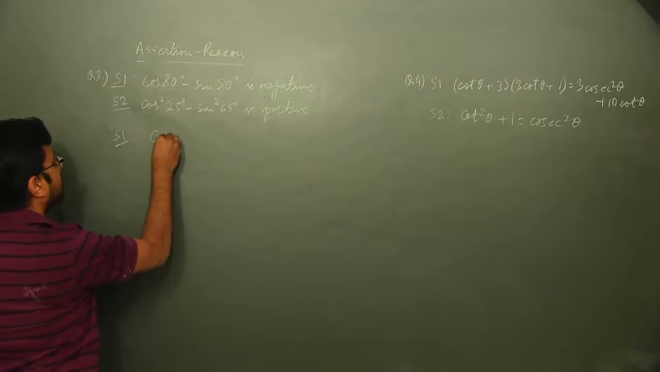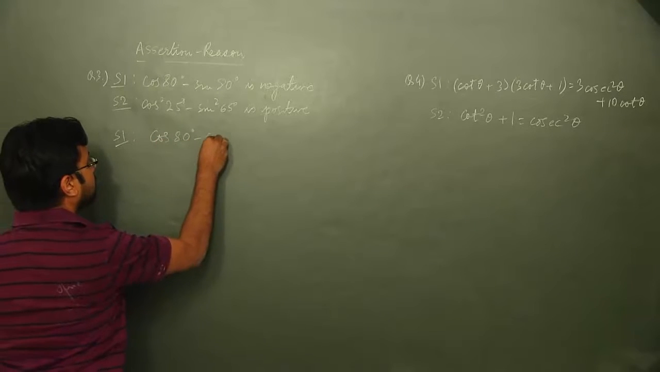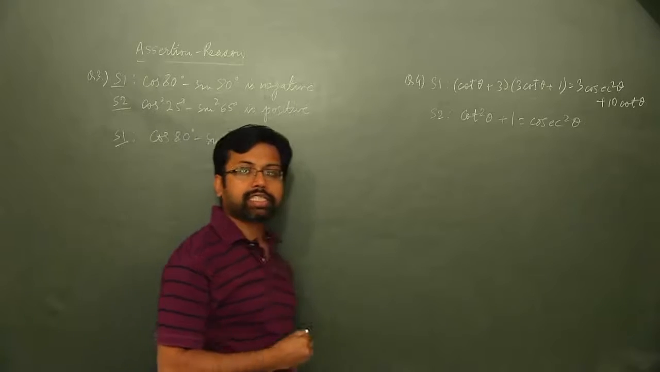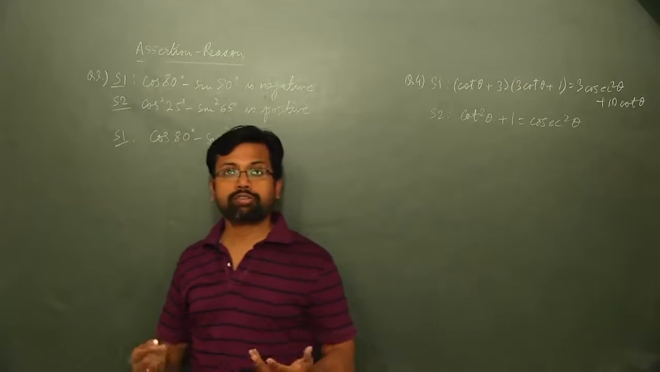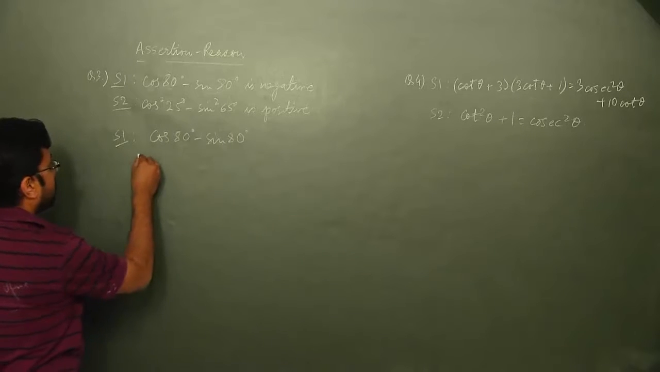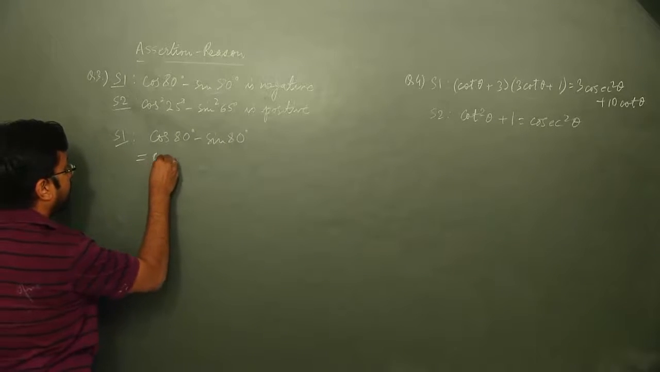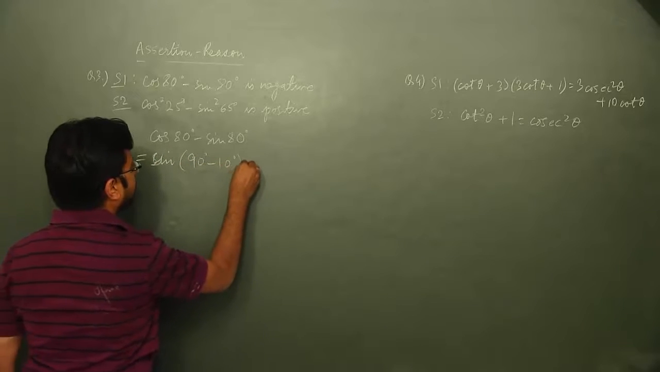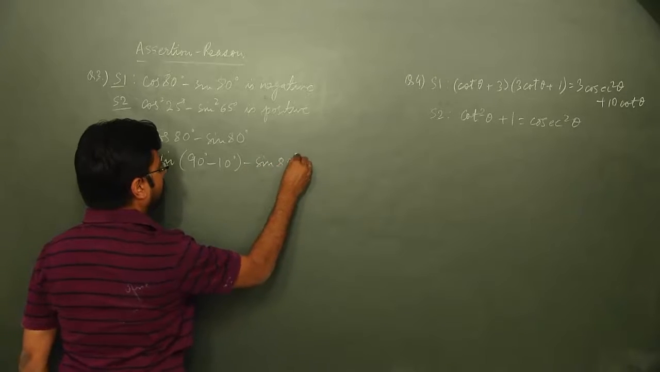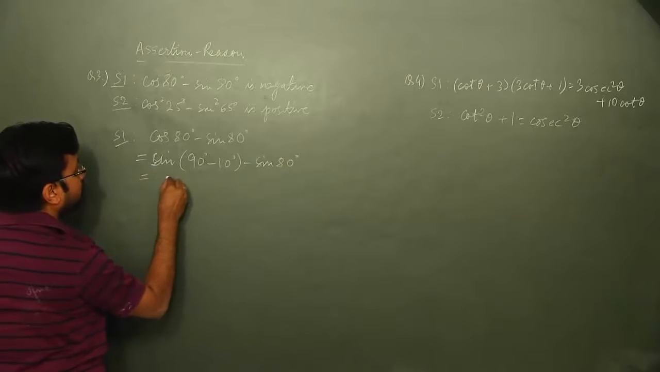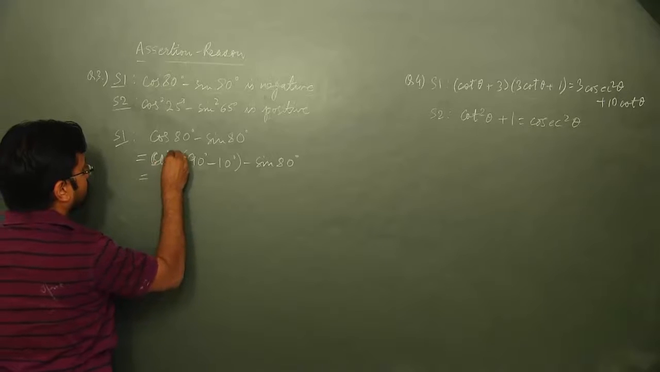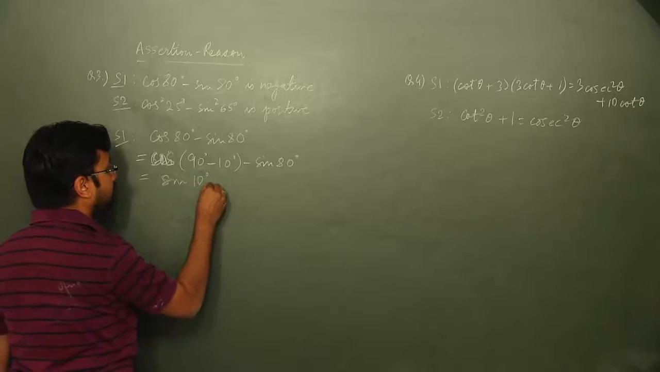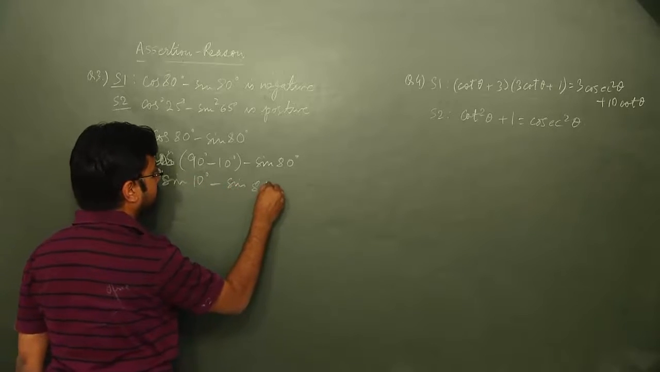Statement 1 says cos 80 minus sin 80 is negative. Now we do not know the values of cos 80 and sin 80. So how do we figure out whether it is negative or positive? Cos of 80 can be written as sine of 90 minus 10. So this becomes sine of 10 degrees minus sine of 80 degrees.